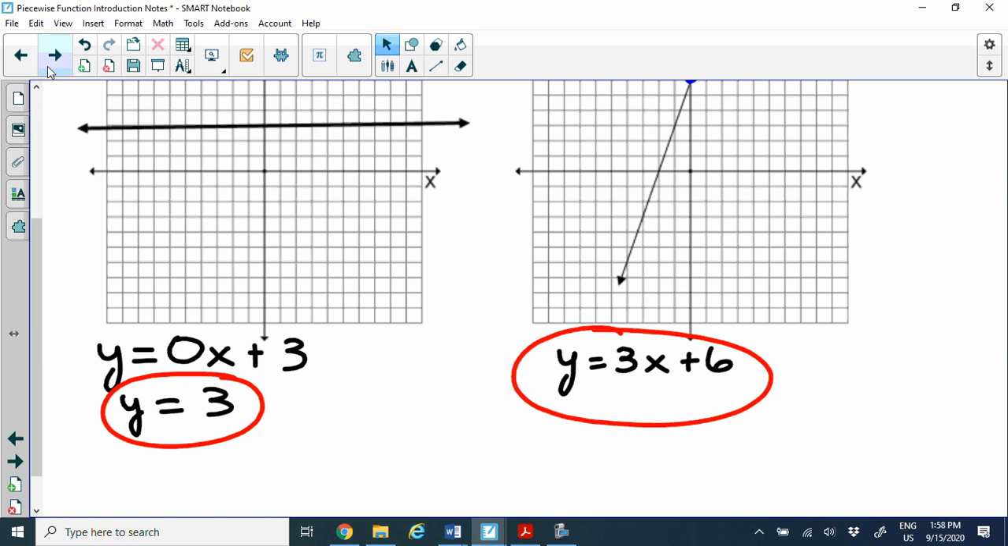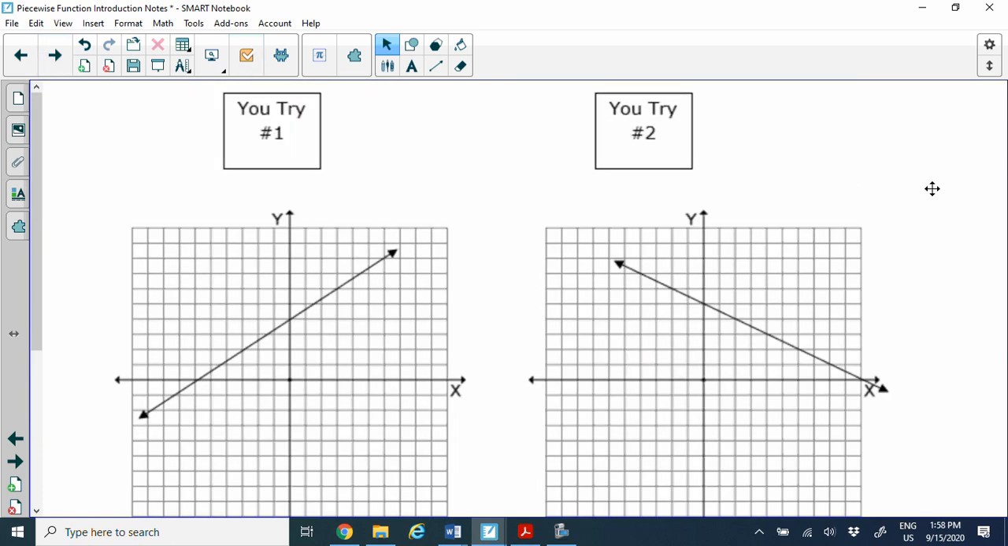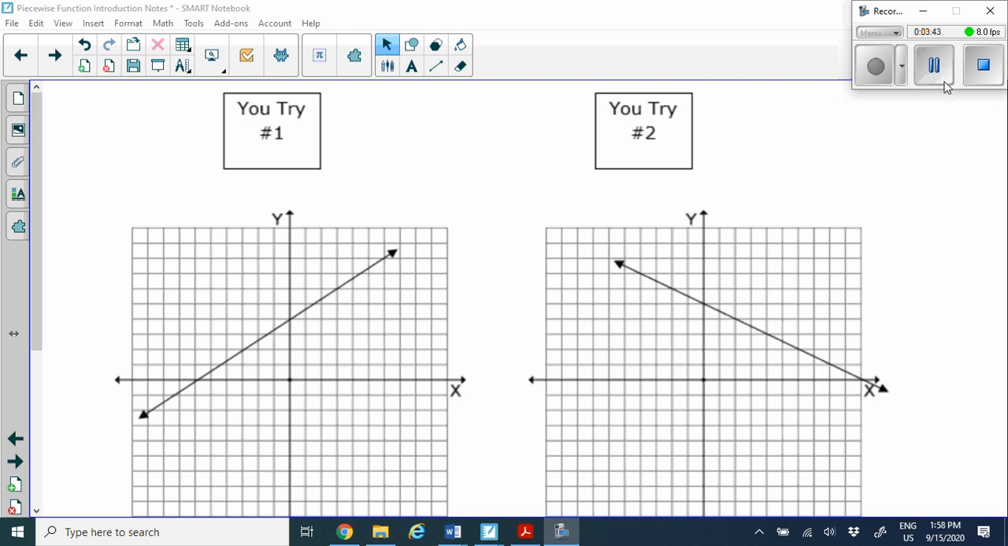Okay, so the next 2 examples, what I would like you guys to do is go ahead and pause the video and then try these on your own.